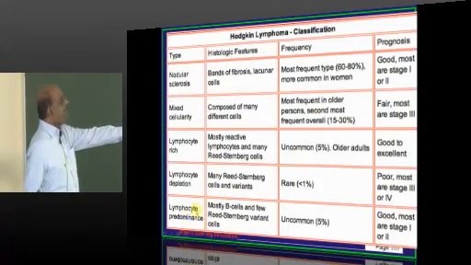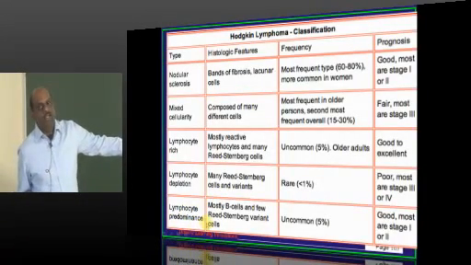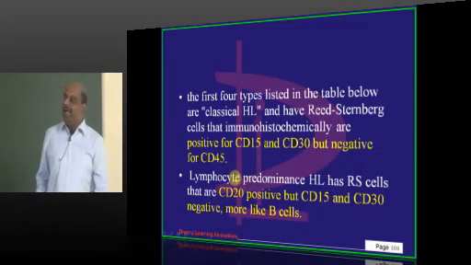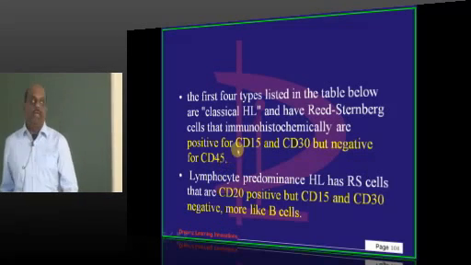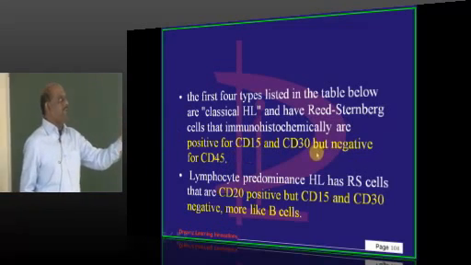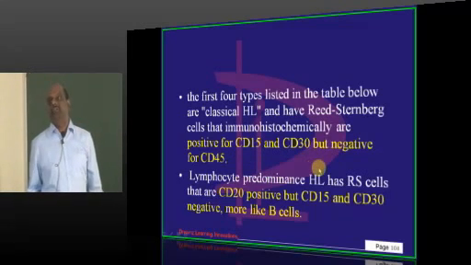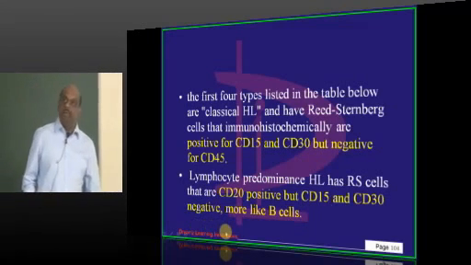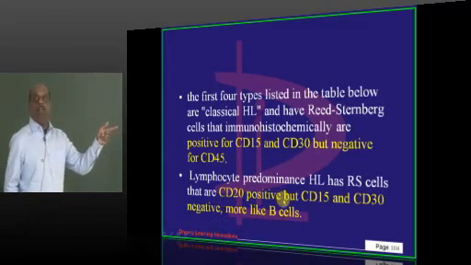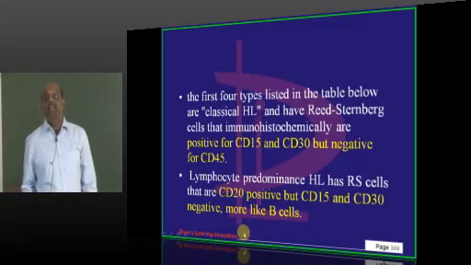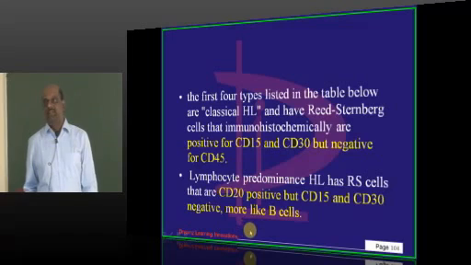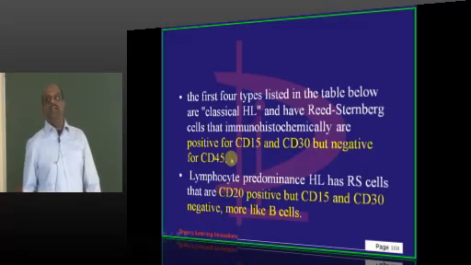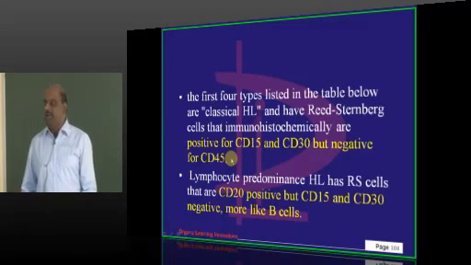Whereas lymphocyte predominance type is there, no? That is not classical. And what is the main difference between the two? Classical Hodgkin's lymphoma, CD15, CD30 will be positive, but it will be negative for CD45. Lymphocyte predominant Hodgkin's lymphoma, CD20 will be positive, but CD15 and CD30 will be negative, more like B cells. There is a fundamental difference between classical and lymphocyte predominant lymphoma that you have to emphatically remember.